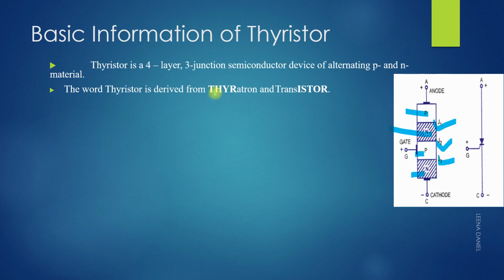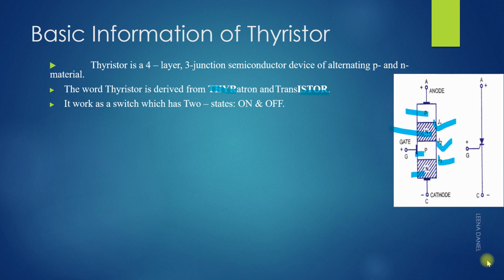The word thyristor is derived from two words, thyratron and transistor. If we take THYR from thyratron and ISTOR from transistor, it combinedly makes the word thyristor. Hence, thyristor is a solid state device like a transistor and has a characteristic similar to that of thyratron.